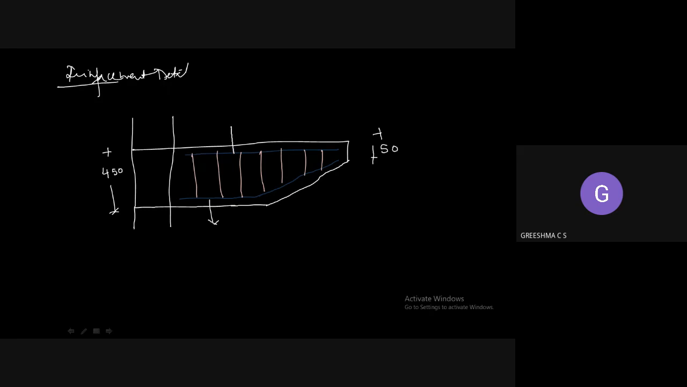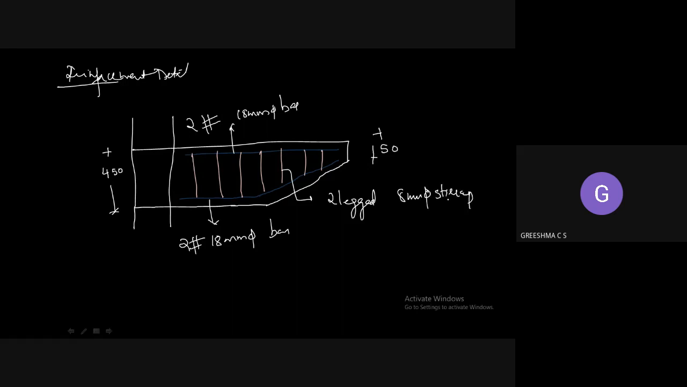So this and this is your 18 mm dia bar. So here you have provided 2 numbers of 18 mm dia bars, and here the bottom portion also you are providing 2 numbers of 18 mm dia bars. So this is a stirrup of 2-legged 8 mm dia stirrups.